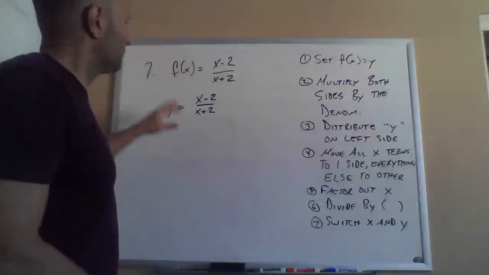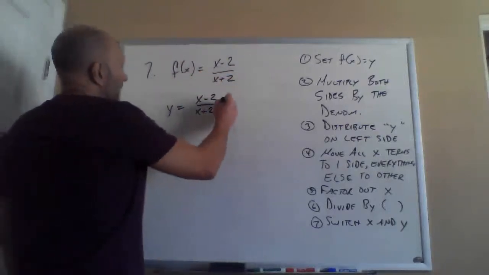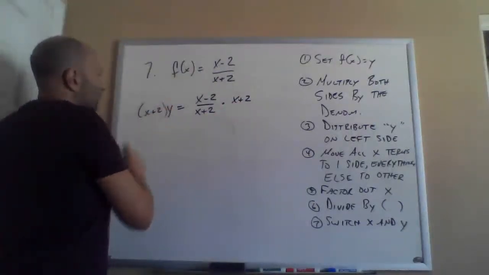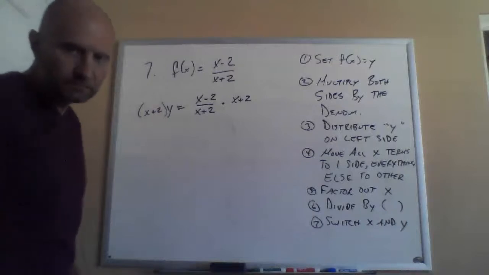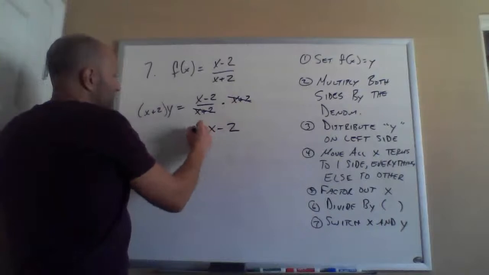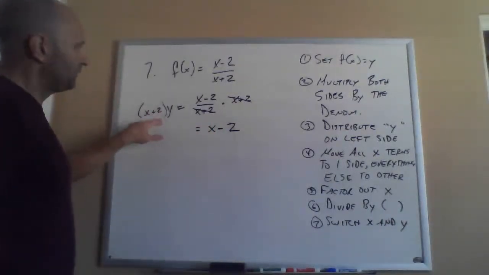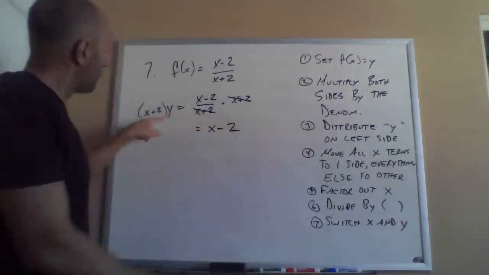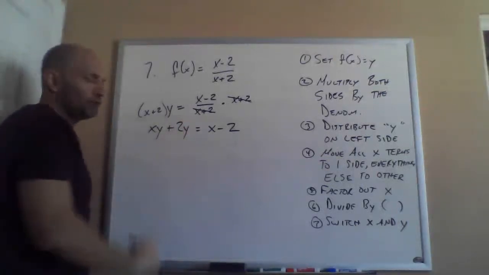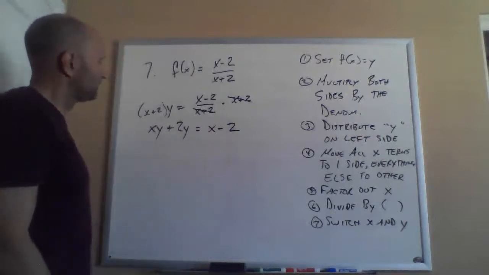All right, so let's follow through here. So we changed it to y equals this. Step 2, multiply both sides by the denominator. So I'm going to multiply both sides by x plus 2. On the right, the x plus 2's cancel out. All I'm left with is x minus 2. And on this side, step 3, distribute the y. So I have x times y plus 2 times y. Don't forget to distribute the y to all the pieces.